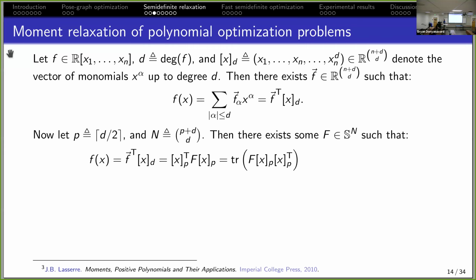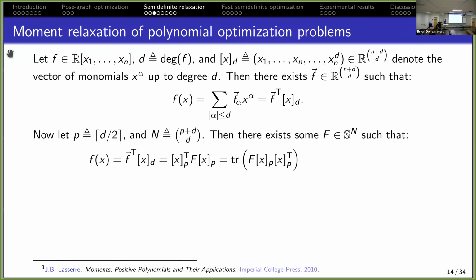Okay, so here's where the first non-trivial bit is. Let me take half the degree of my original polynomial f and round it up. And I'm going to call that number p. Okay, and I'm going to choose n to be the number of monomials up to and including degree p in that same basis. So I claim that there exists some symmetric matrix F such that I can represent my original polynomial f as some quadratic form that is parameterized by this symmetric matrix F.